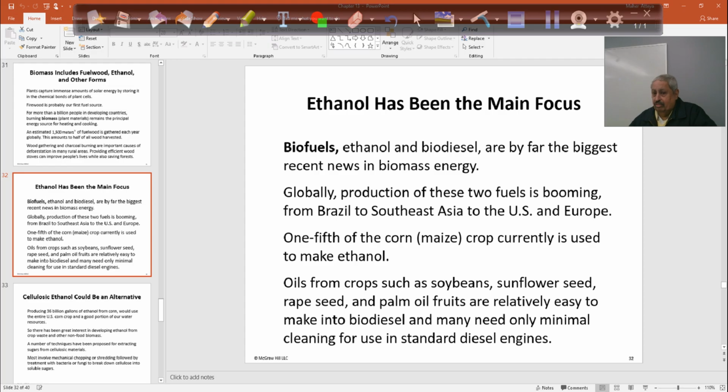Globally, production of these two fuels is booming, from Brazil. That's what I said, Brazil is the major one. I think they're running most of their cars, I'm not sure, not the heavy machinery, not the heavy trucks, but just the normal cars, on ethanol. And here, even in the US, you will see some of the gasoline has something added, not the tetraethyl lead. What do they add to it?